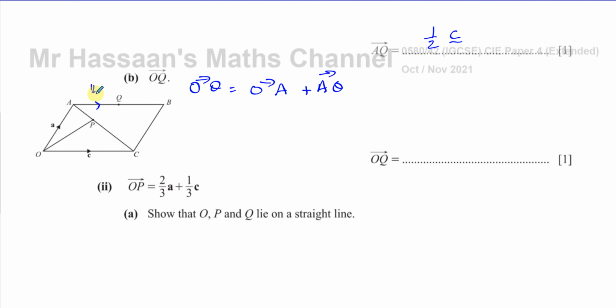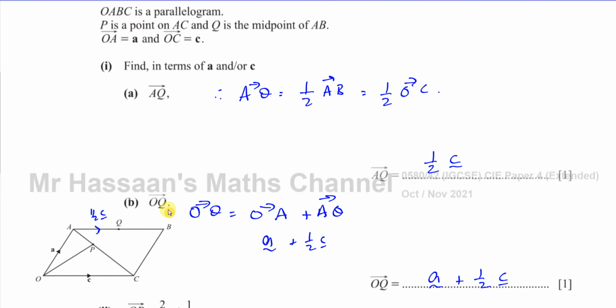That's a half C. So O to Q is going to be O to A, which is A, plus A to Q, which is a half C. So there's the answer, A plus a half C. All right, so far, very simple.